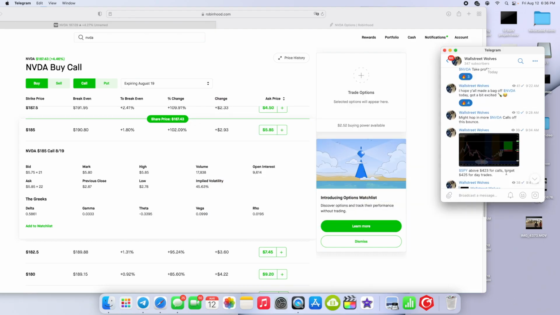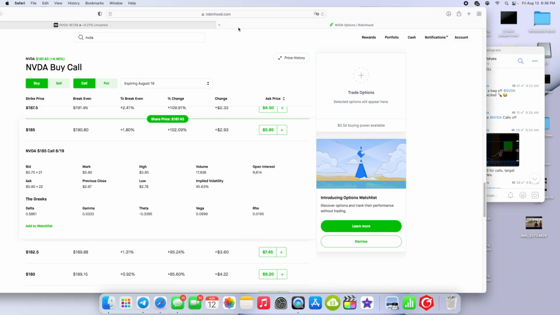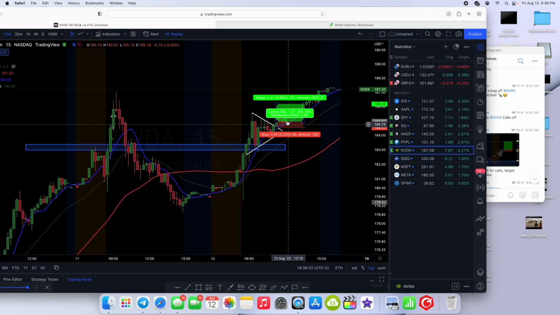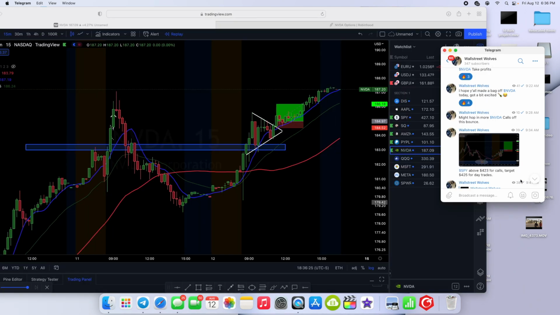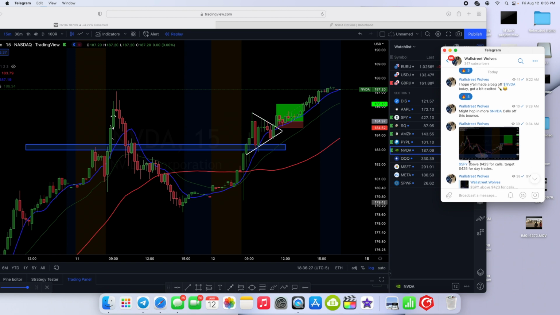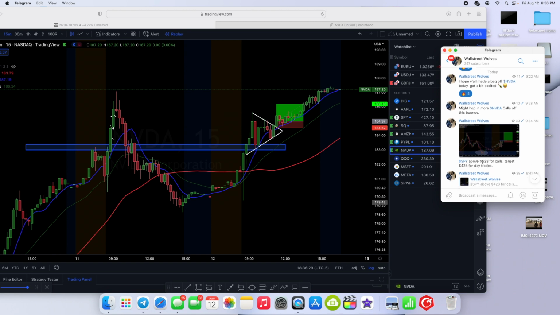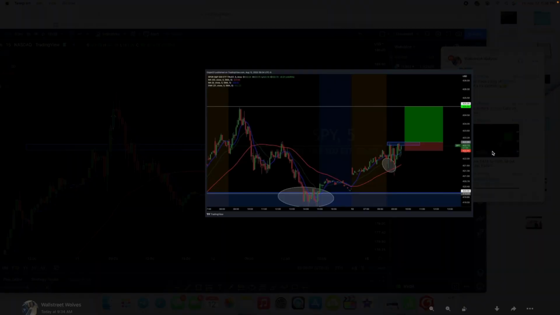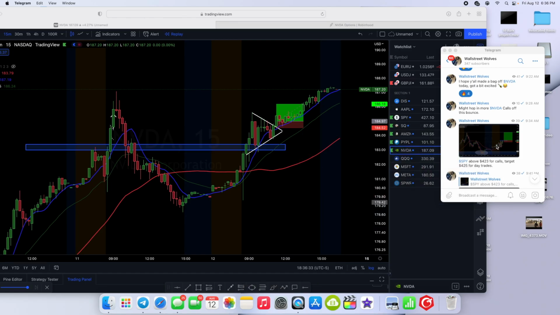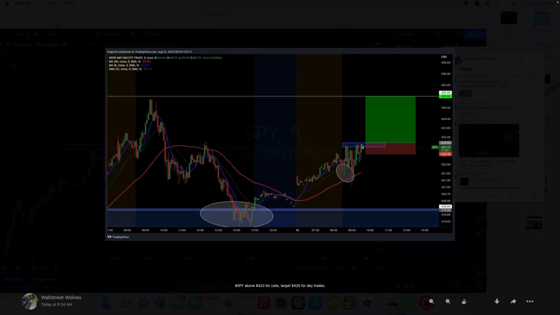That's SPY. Okay. No, so we wanted to enter in on NVDA, but we didn't get to. Then the next one we called was SPY above 423 for calls. So above means after SPY breaks above $423. So let's go back. Look at this, right? 423 is above right here. This is the next resistance level. So you just wanted to wait for prices to break above this so we could enter in on calls.